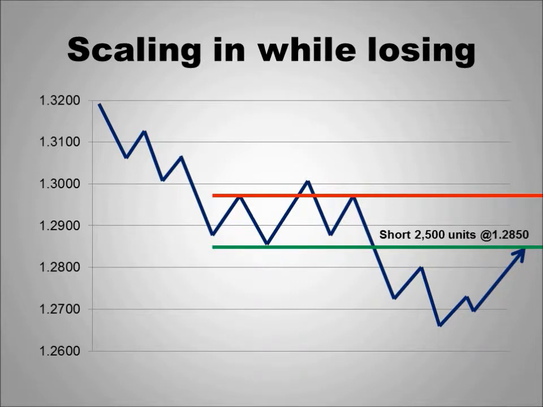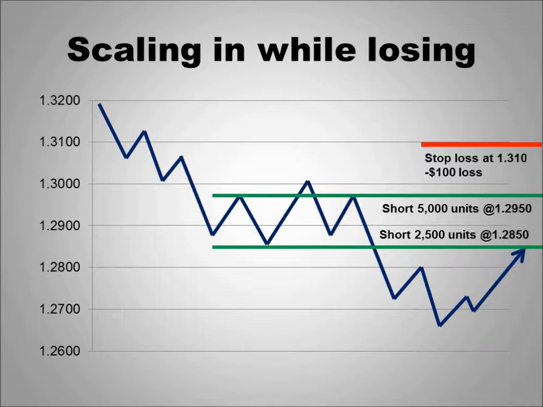So we short at the line of support, and we short 5,000 units at the line of resistance. And then we place our stop loss at the $1.31 line. So in total, we've only lost $100, and that is below what we wanted to risk. So again, this is an example of minimizing the impact of your losses.